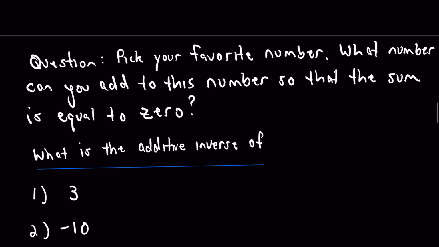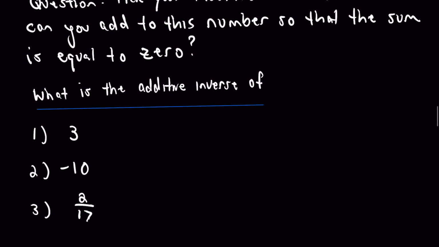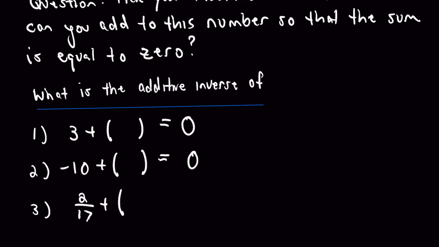Okay. So another question here. So pick your favorite number, and we want to know what number can you add to this number so that the sum is equal to 0. So now I'm starting with a number and I want to add some number to that and get 0. Same thing, negative 10, I want to add some number to that and get 0. 2 over 17, I want to add some number to that and get 0.